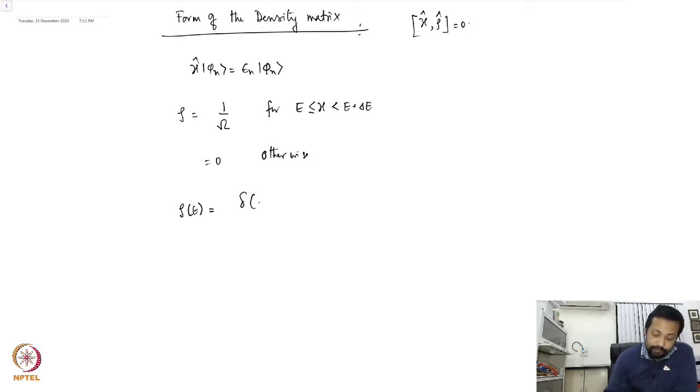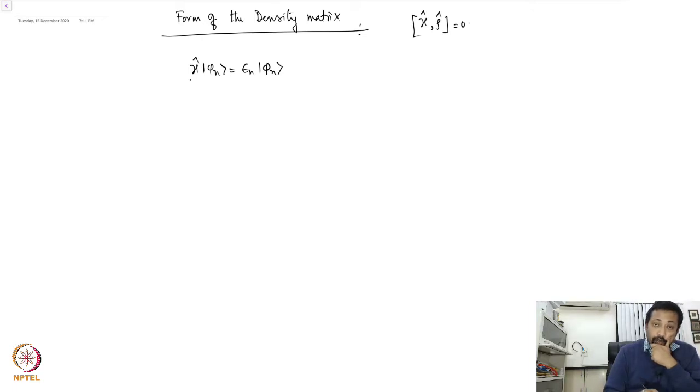Sorry, this is going to be delta of H minus E, with a sum over omega, where, since I am working in the energy eigenfunction basis, if the energies are discrete, I have En minus E, right?